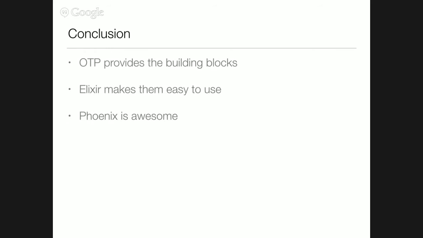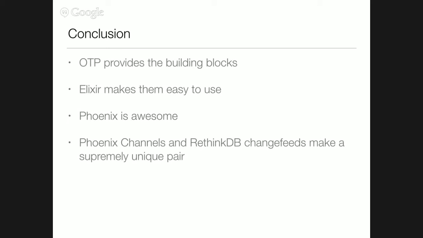Anyway, the conclusion's boring. OTP provides a basic building block. Elixir makes them easy to use. Phoenix is awesome. Phoenix channels and RethinkDB Changefeeds make a supremely unique pair. So I really showed you something really simple.